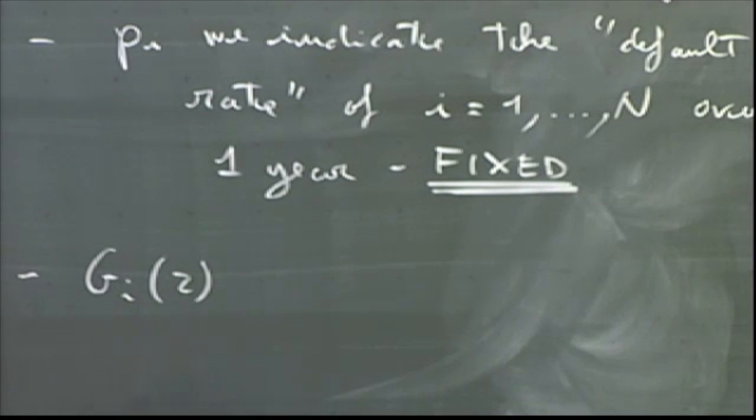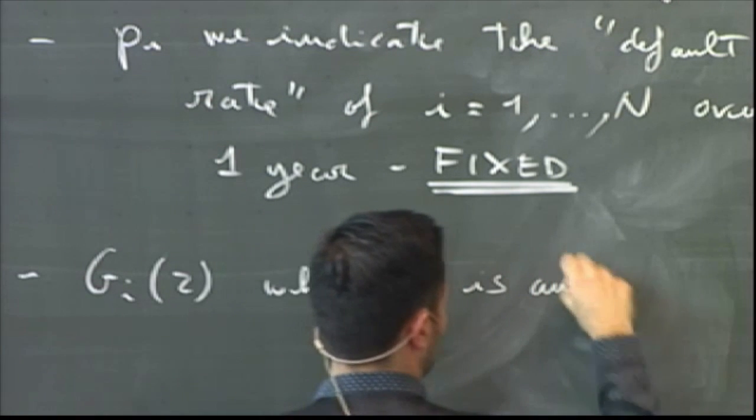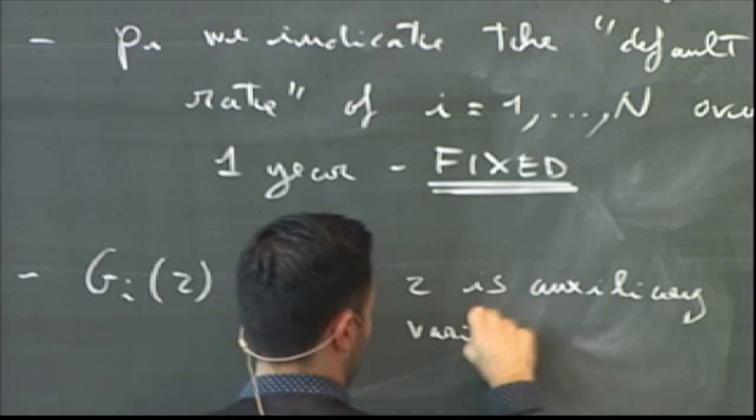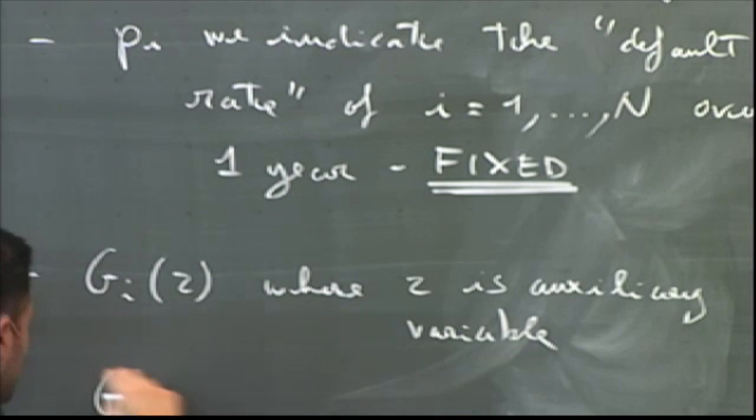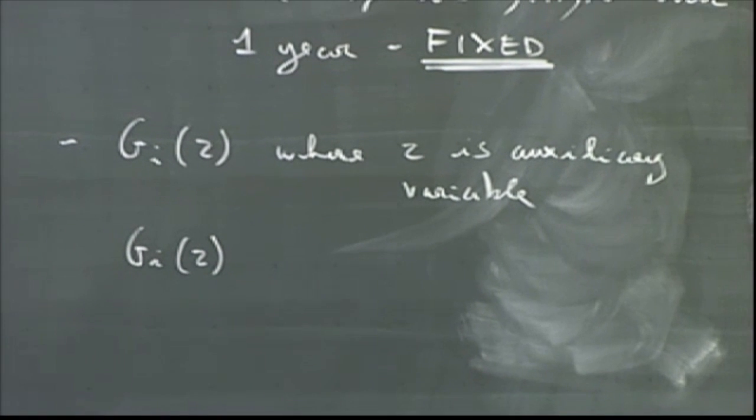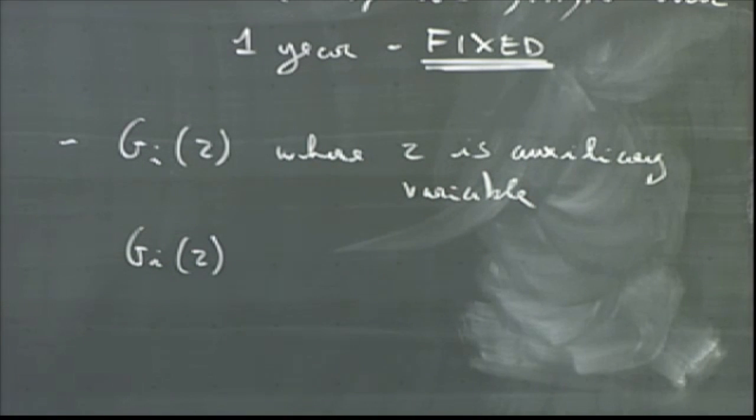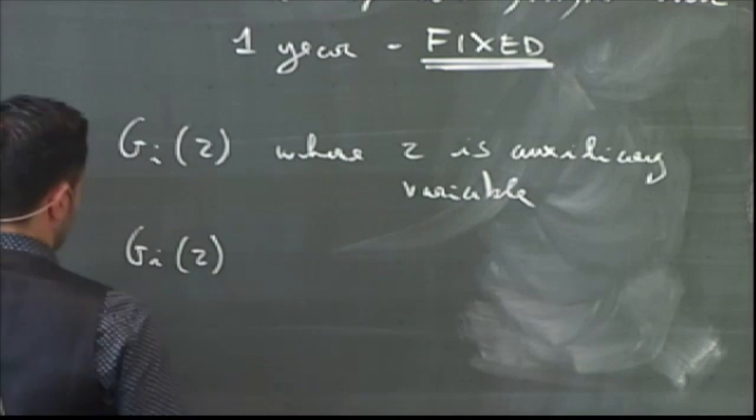So what we introduce is the quantity G_i(z), where z is an auxiliary variable, and what is G_i(z)? G_i(z) is the power series representation of the probability mass function of the defaults of obligor i. G_i(z) is the power series representation, because you will see it is the probability generating function of the probability mass function of the number of defaults of our counterparty i. For the moment this representation is a little bit stupid, but you will see in a moment.